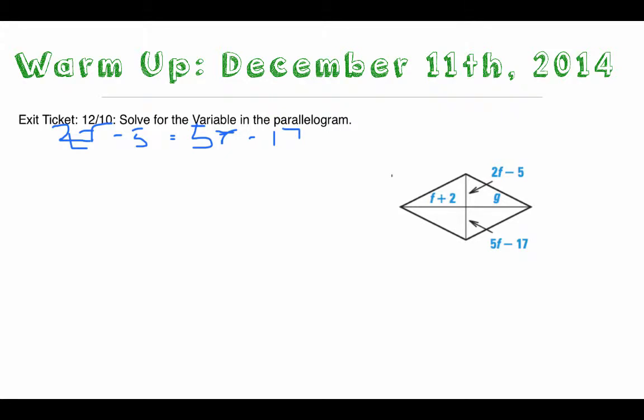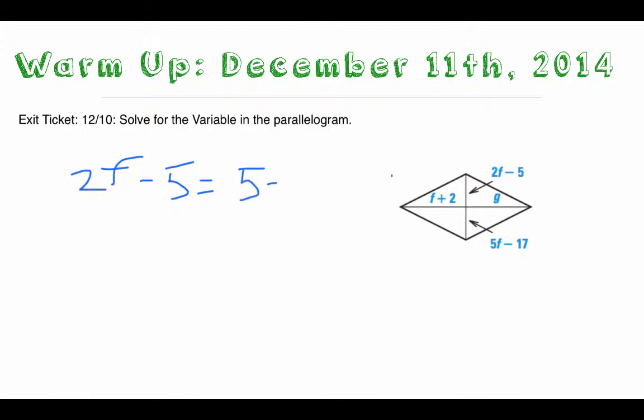minus 17. All right, so sorry about the writing here. Kind of stay with me with what I'm saying, and I'll try to clean up the writing a little bit. All right, in fact, I'm going to rewrite that real quick. So give me a second as I get used to the pen here, okay? So we know that 2f minus 5 equals 5f minus 17.